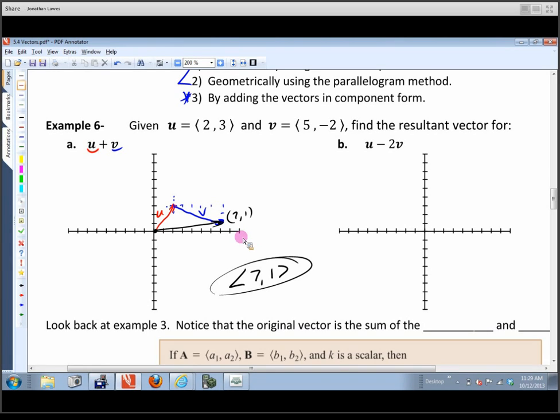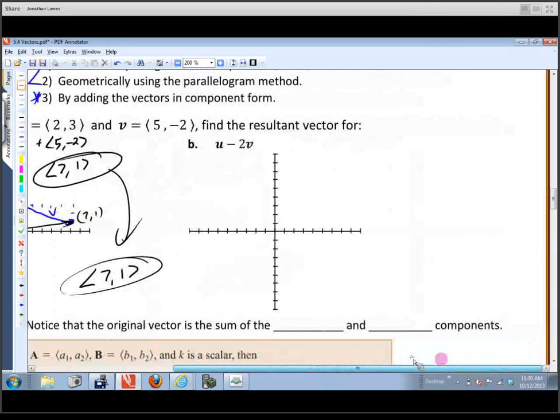So the nice thing about this is you'll notice that I can do this in component form, and I literally take 2, 3 and I add 5, -2. I literally add the components together, so that's going to be 7, and that's going to be 3 plus -2, so that's going to be 1. So same answer. This is how we geometrically represent what's going on, and that's how we can get it very quickly. So you can see the advantage of using component form. Let's do one more and see where we're doing at that point.